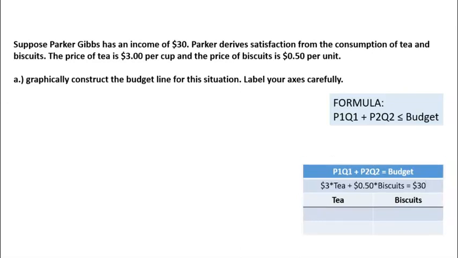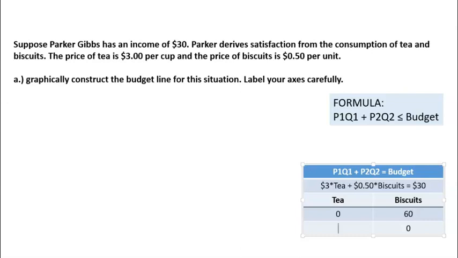So let's do some calculations here. In order to graph, the easiest way is to put a 0 in for each one of these, and then calculate out how many of the other goods that we can have. So if we had 0 teas, all of our money could be spent on biscuits, a whole $30. And they are 50 cents a piece, so we can have 60 biscuits.